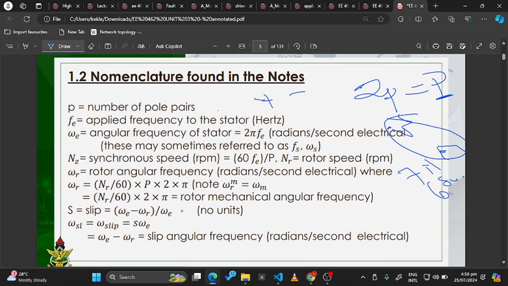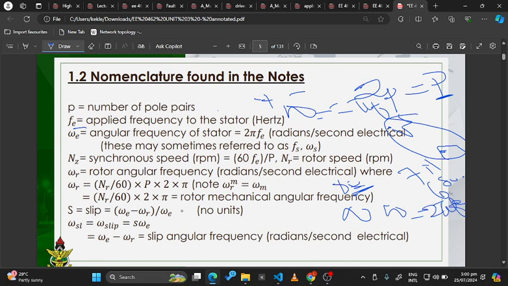Okay, so then we have FE. FE is the frequency of the supply voltage. Then we know omega. Omega is equal to 2 pi F. So if the F I'm using in the supply is the line frequency, then omega is going to be equal to 2 pi FE.